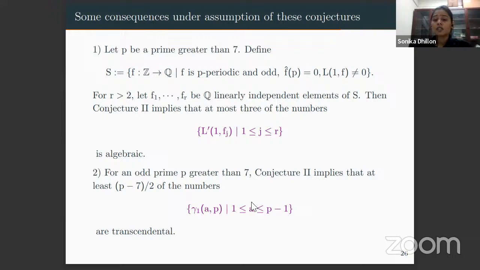They also talk about the transcendence of this generalized Stieltjes constant for the case when k is equal to 1. Here, they assume that this conjecture is true, and in that case, if you take 1 of a comma p, then at least (p minus 7)/2 elements are transcendental in nature.